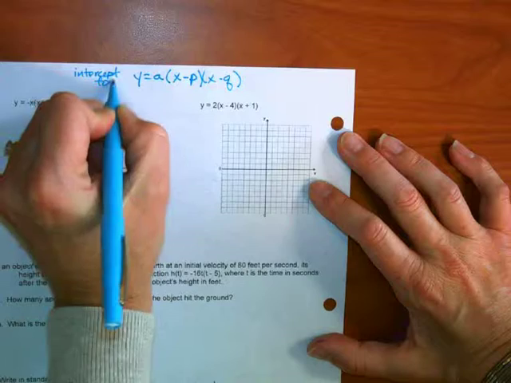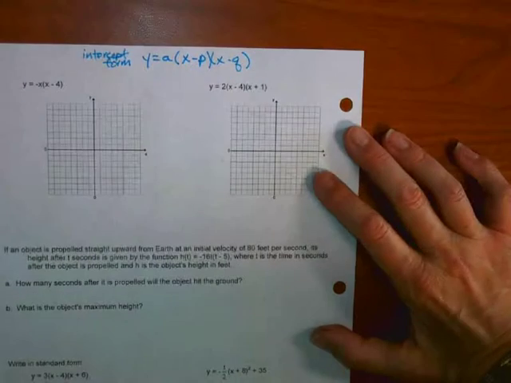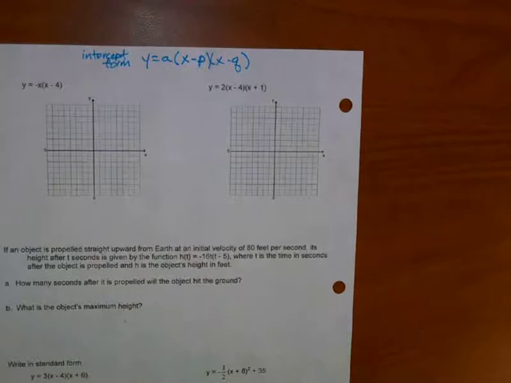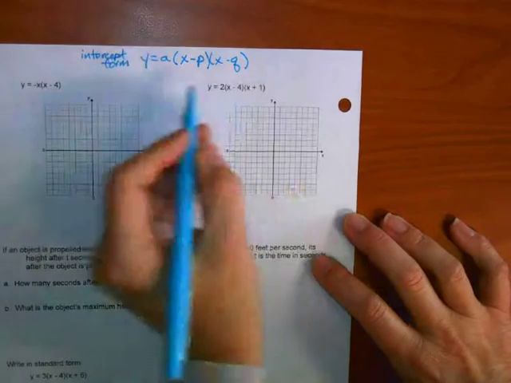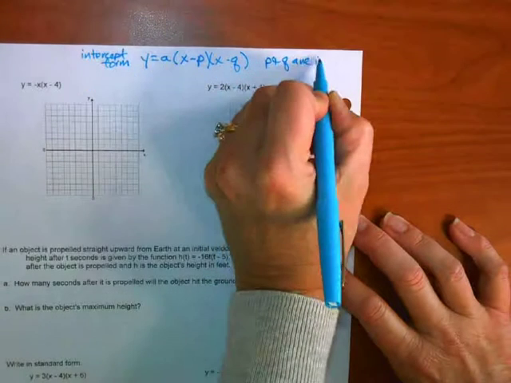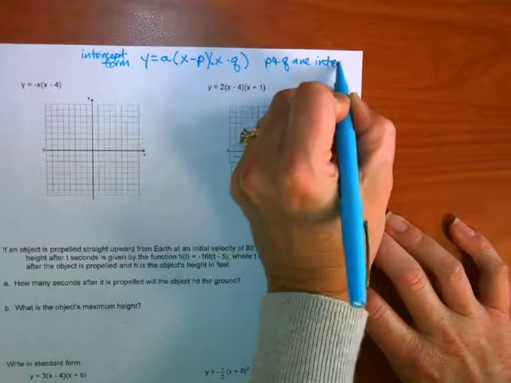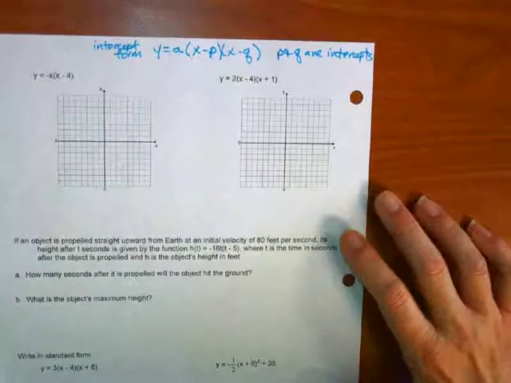Issue. Okay, intercept form. This is really factored form, or intercept form. Can you remember when we did this before? The intercepts are the solutions, right? The factors give you the solutions, the x-intercepts. This is factored form. It gives you the intercepts. P and Q are the intercepts.